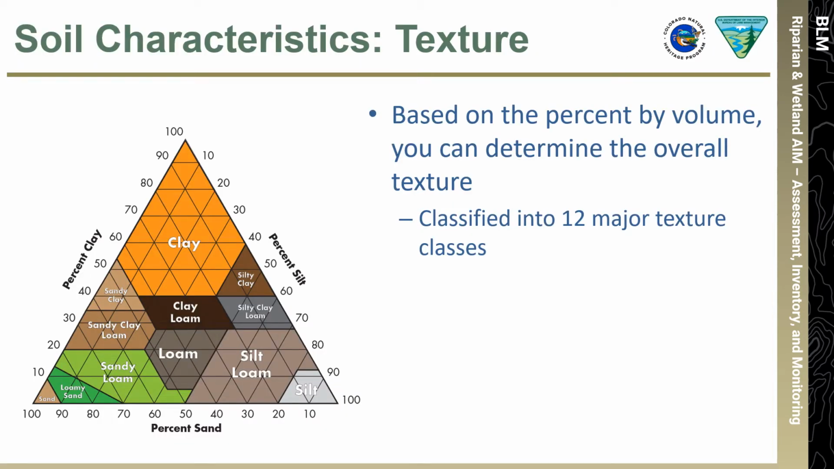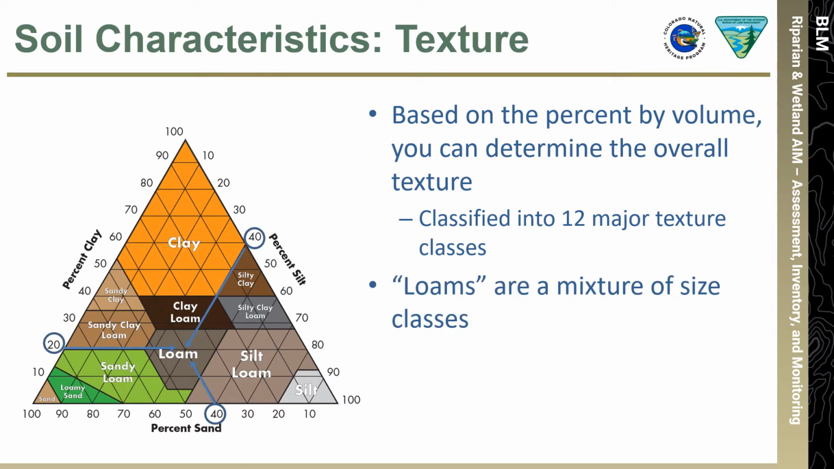You can determine a mineral soil's texture based on the relative proportion of these three components. Mineral soils will fall into one of 12 major soil texture classes, as shown in this diagram, the soil texture triangle. For example, if you have a soil that is 40% sand, 40% silt, and 20% clay, you have a loam. Loams are made up of a mixture of size classes.